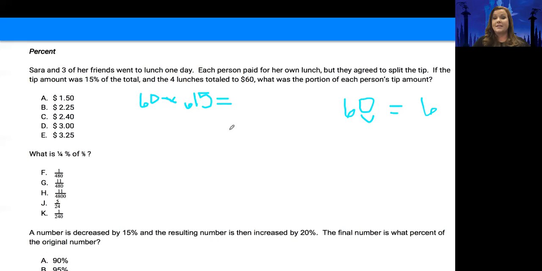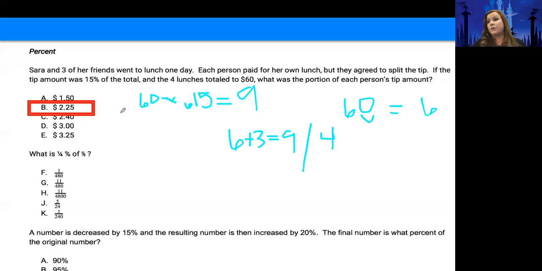10% of 60 is $6. Well, if 10% is $6, what's half of that? 5% is half of that, $3. So my tip is 9, and I didn't need a calculator. If I did the math up above, 60 times 15, I'd need a calculator. But when I break it into 10%, $6, what's half of $6? $3, it's $9. My tip's $9. And then after you get the $9, you want to divide by 4. And 9 divided by 4 is going to give me 2 1/4, and that's $2.25.